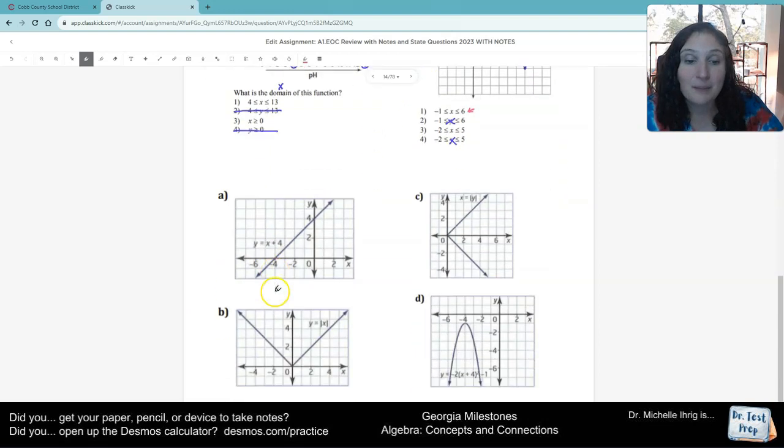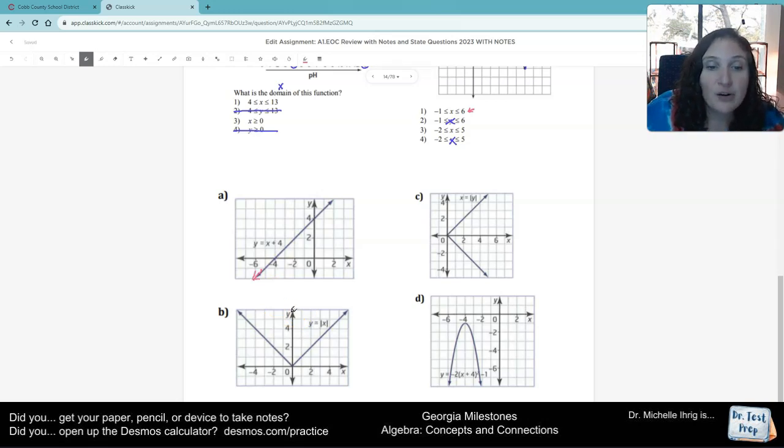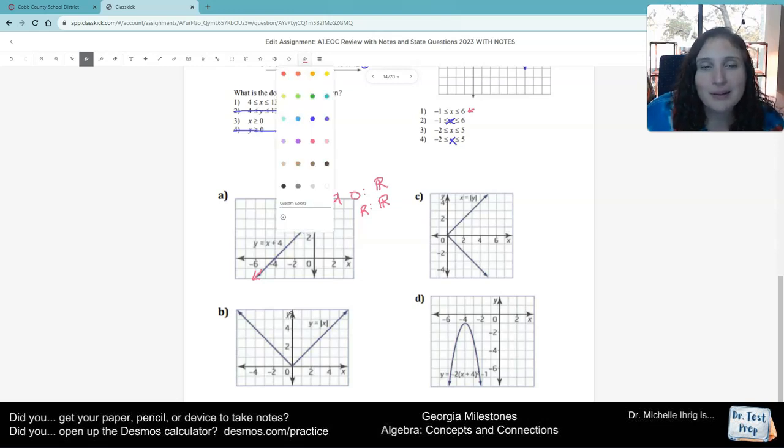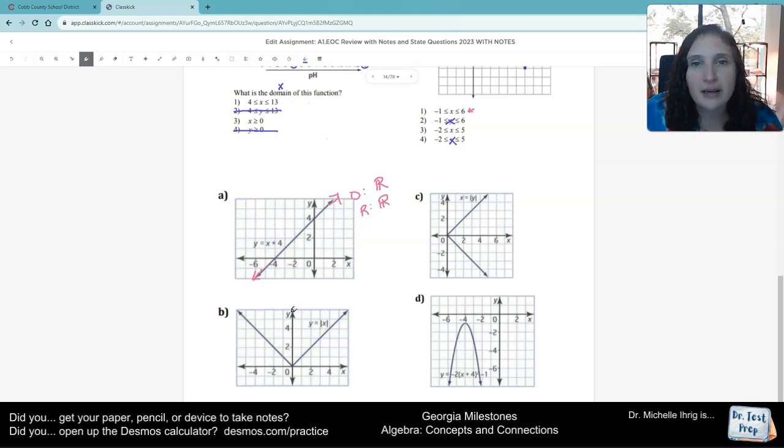All right, let's go down here. Let's talk about domain and range for these problems. Here, notice how these have these arrows. Arrows are our friends. They almost always mean all real numbers. Here, because these arrows are going down and up, our domain will be all real numbers. I'm going to write the double R. Our range, what are our Y values going to be? Also, all real numbers.